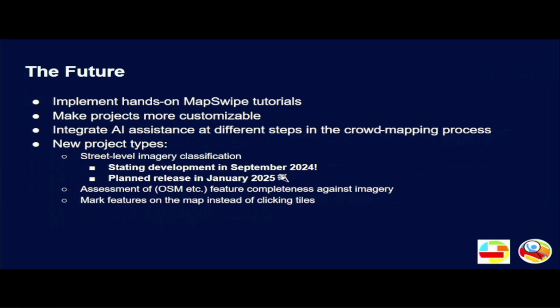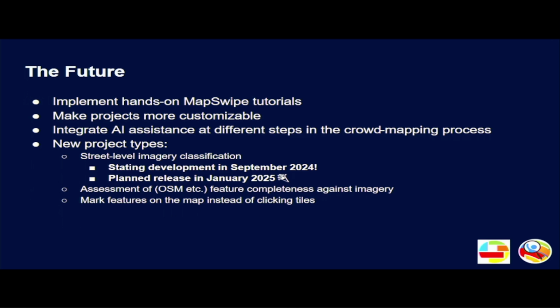So what's the future of Mapswipe? We want to implement hands-on Mapswipe tutorials within the version, and also make the projects more customizable. We want to integrate AI at different steps into the crowd mapping process, and also have different project types, for example, street imagery classification, which is coming up in September, and there's also a planned release in January.